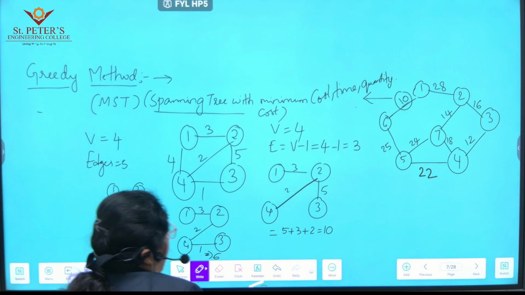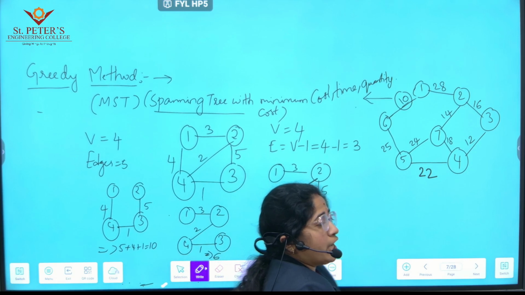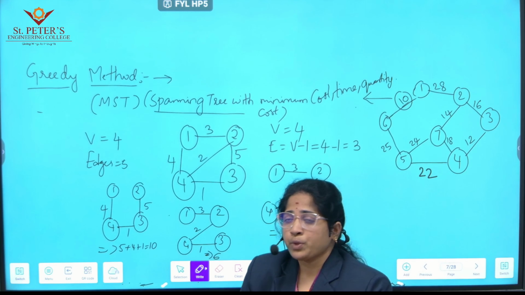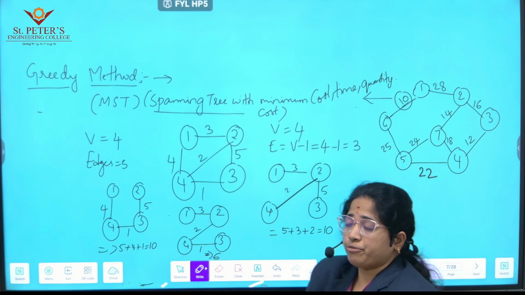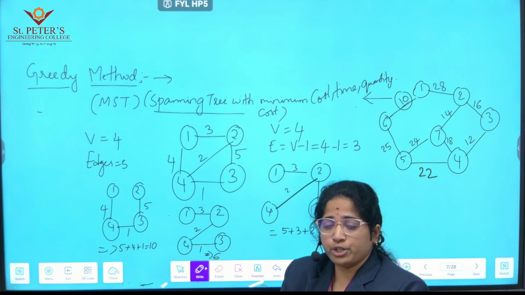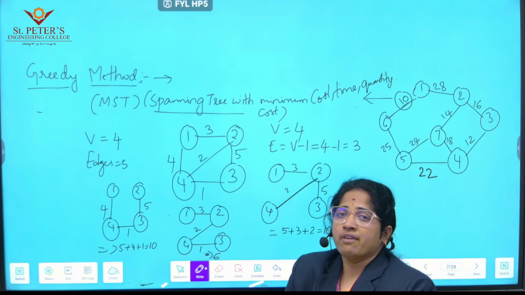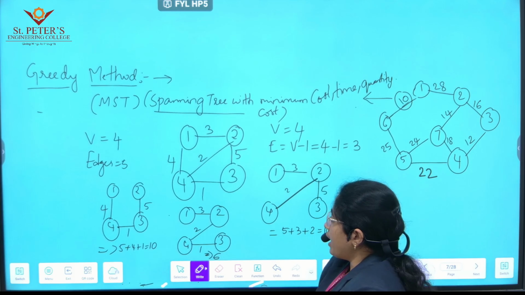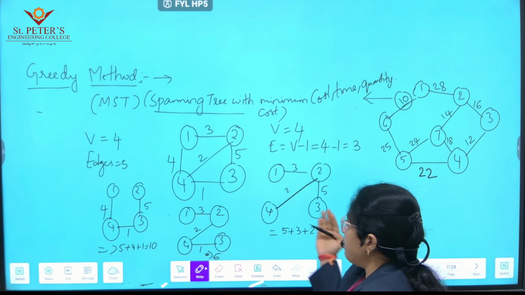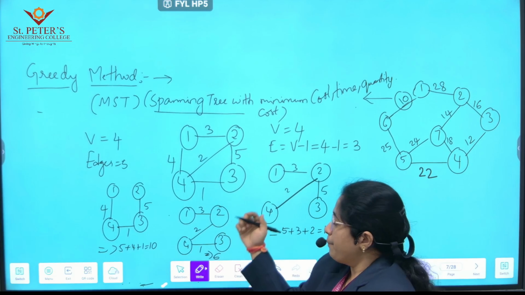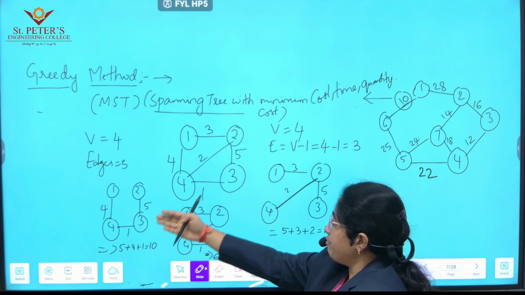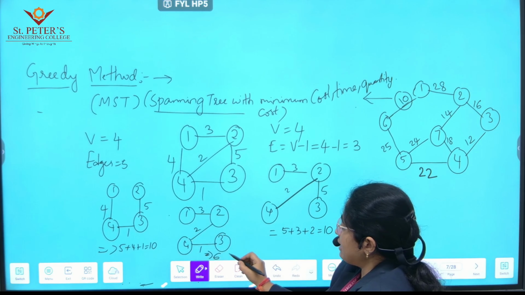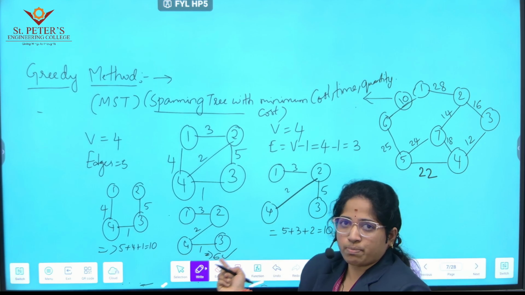One more condition: when we are drawing a spanning tree, it should not form any loop. If it is going to form a cycle or a loop, we will ignore that edge. We can draw many more spanning trees for this graph, but by comparing this graph and these 3 graphs, we can directly say this is the minimum cost spanning tree.